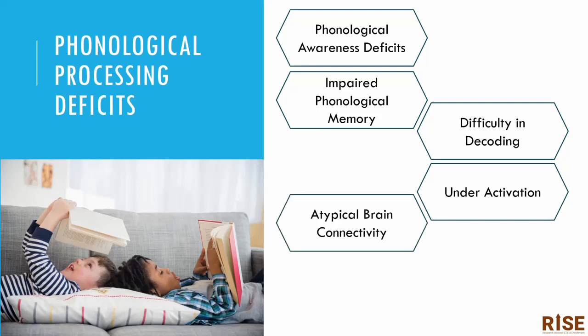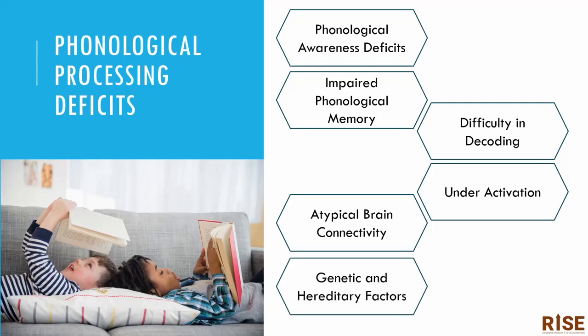Atypical brain connectivity. Dyslexia is associated with atypical functional connectivity in the brain, particularly in regions related to phonological processing. This atypical connectivity can affect the coordination of neural activity during phonological tasks. Genetic and hereditary factors. Research has identified specific genes associated with dyslexia that are related to phonological processing and brain development. These genetic factors may influence the development of neural networks involved in phonological awareness and reading.